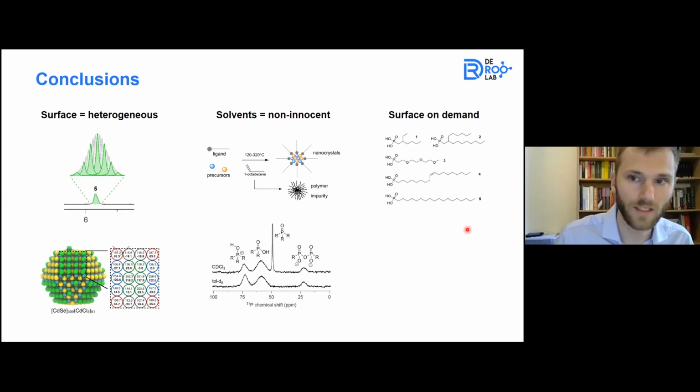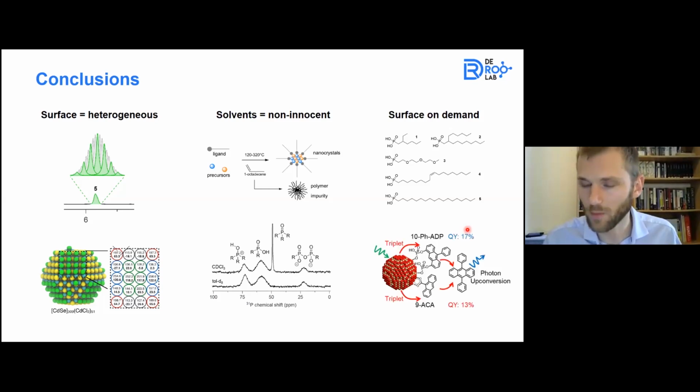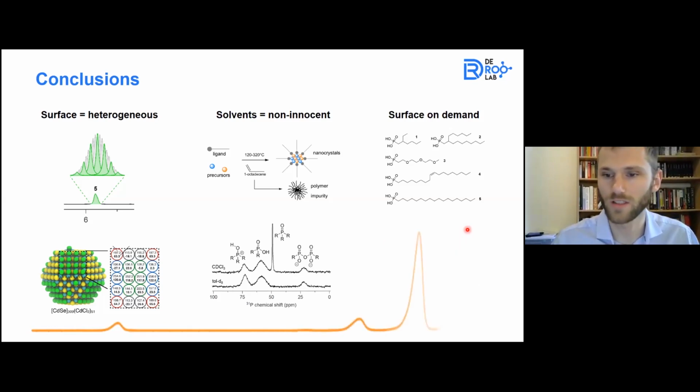Then finally, we did some surface chemistry on demand, where we showed how to synthesize new ligands that would be useful for the nanocrystal community. We applied them in memristors and in upconversion. And if you look now at this whole summary, then it must occur to you that all this was enabled by NMR spectroscopy.